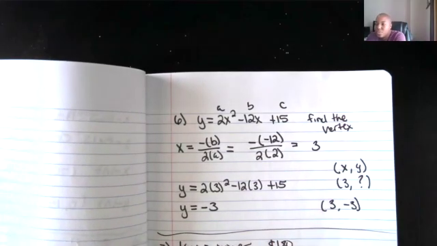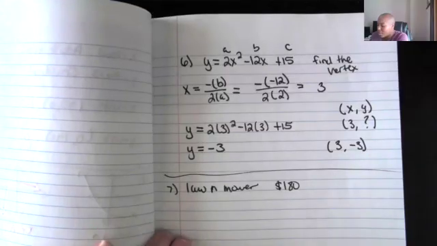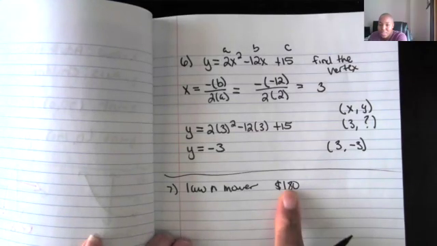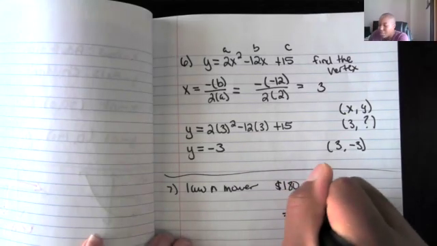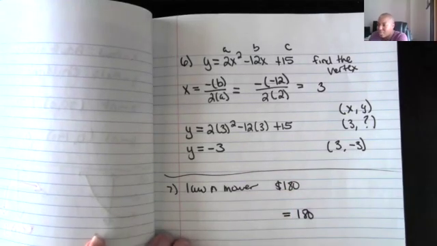For each yard he mows, he receives $20 and spends $4 on gas. How many yards must Chen mow to break even? Okay, so he already has this expense of $180, right? So we're trying to break even. So that means we want to be equal to 180.